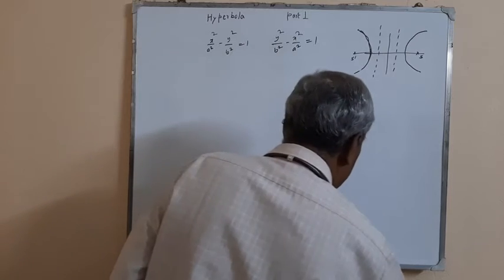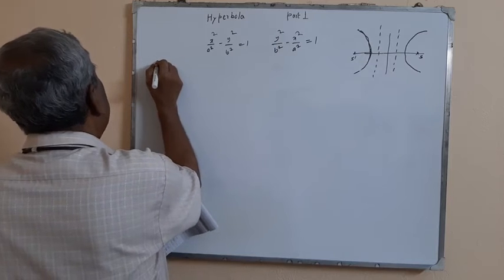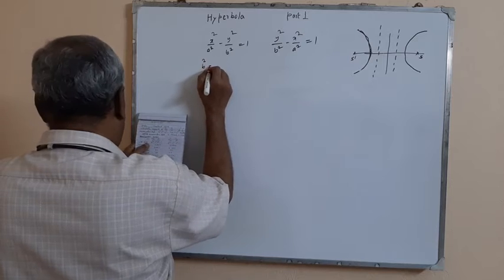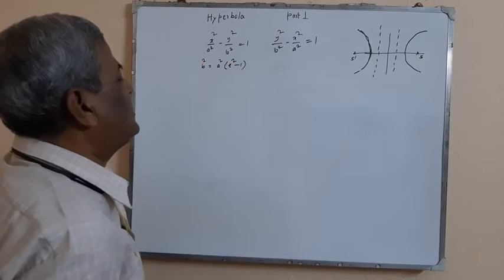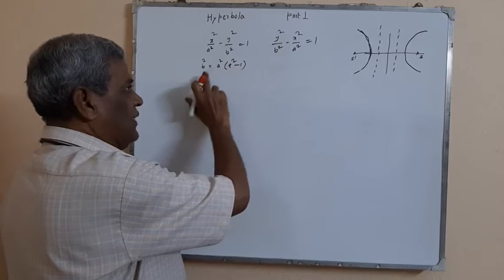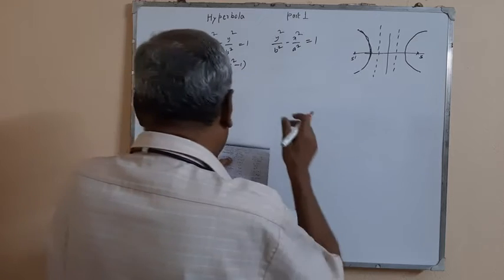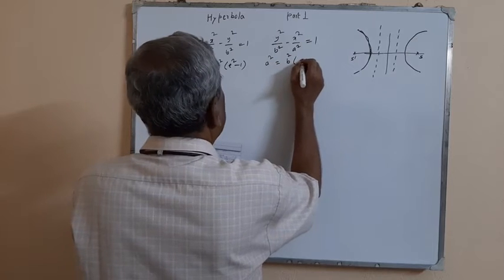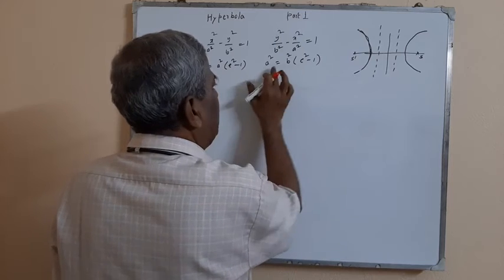So first of all, relation between a, b and e. In this case, b square is equal to a square into e square minus 1. In ellipse, it was b square is equal to a square into 1 minus e square. Simply keep in mind the difference. For that case, it is a square is equal to b square into e square minus 1. The difference between this and that is a and b are interchanged here.